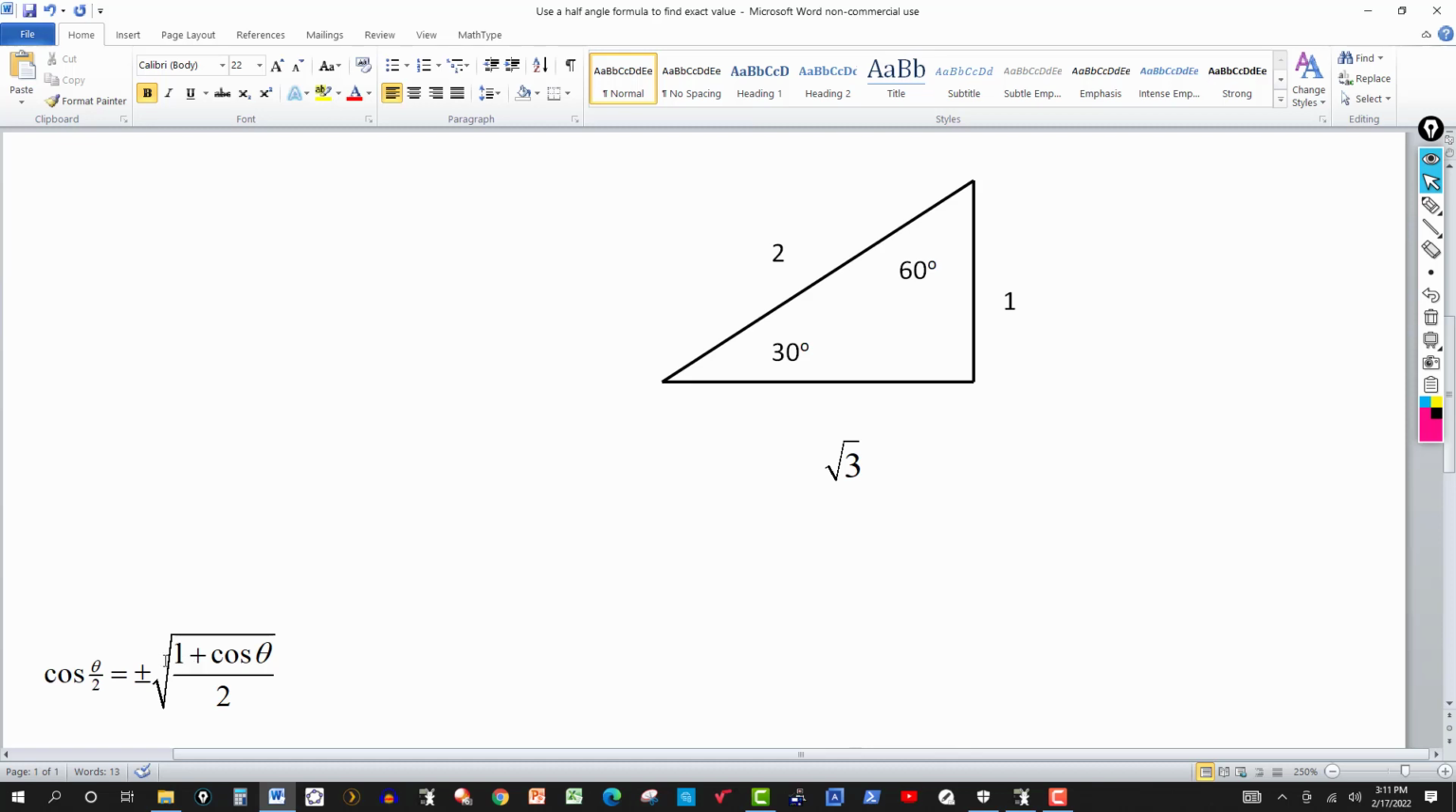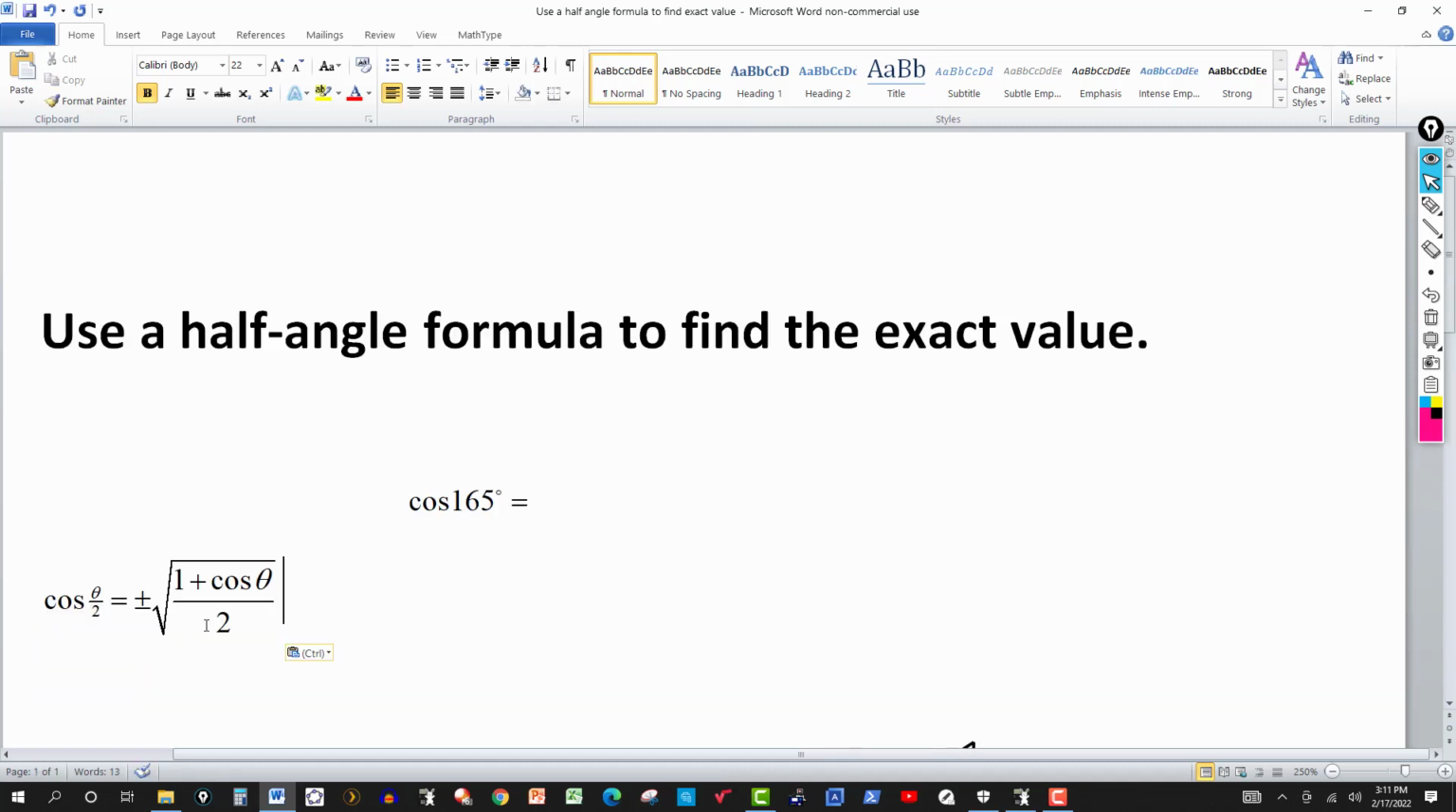So here's the formula we need. This is your formula. The one for sine of theta over 2 is basically the same thing, except there's a minus here, 1 minus the cosine. So this is going to be plus or minus the square root of. So let's determine the sign. What is going to be the sign of cosine of 165?